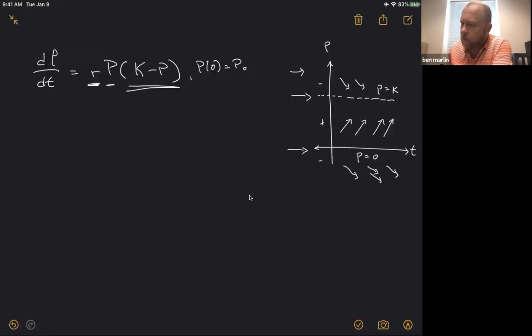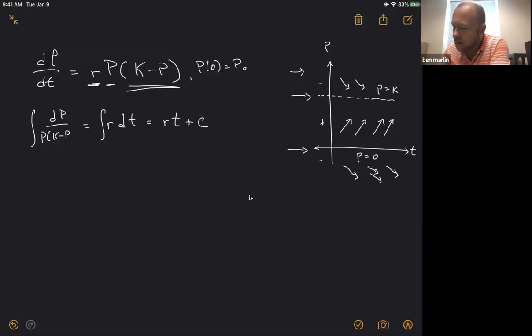But doing the actual solving of it, we would write down here dP as our first bit, and we're going to divide by P and K minus P. And over on the other side, we'll have R dt. And then we're going to integrate. And I think everybody's going to be able to do the stuff over here on the right-hand side. The part on the left-hand side is the hard part.